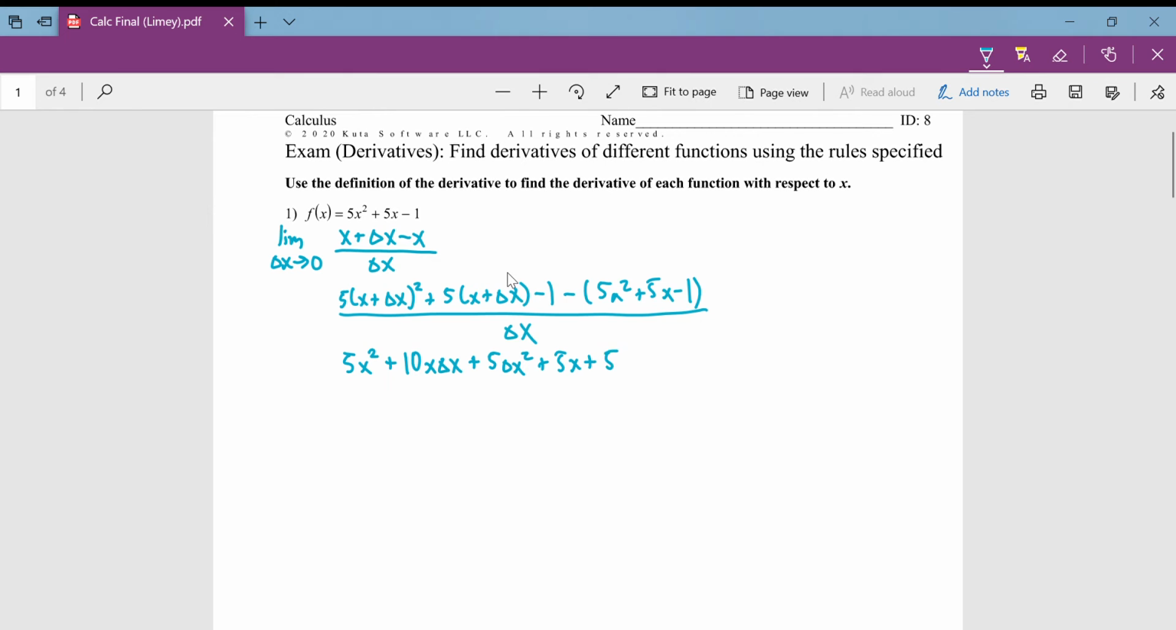Man, I keep on not wanting to write the 5. And then all of these would be reversed because you distribute the negative. Again, all over delta x. So now we can start canceling things out, like 5x squared, the 5x, the 1's can get canceled, and then you just bring everything else down.